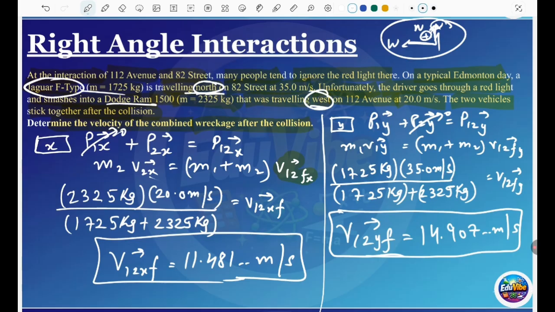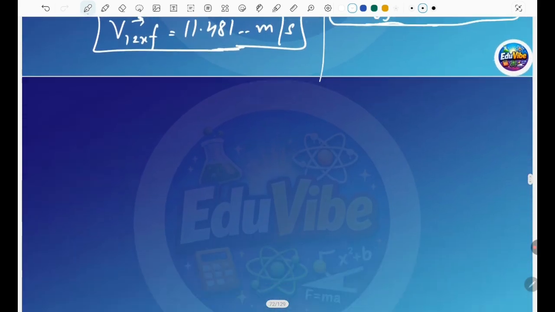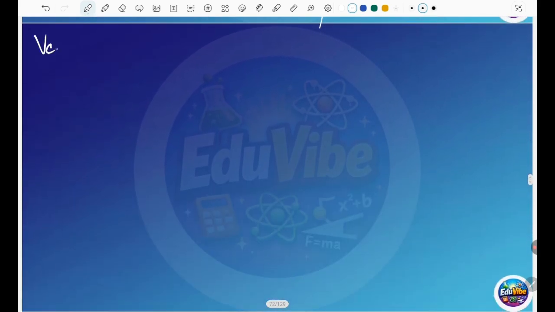Then now we have to make the vector diagram for this. To make the vector diagram, we just have to follow these things, not the things we have in the question now. So let's move on to the vector diagram.